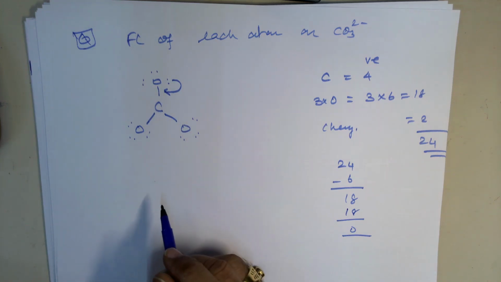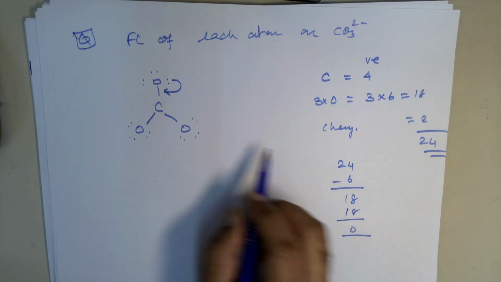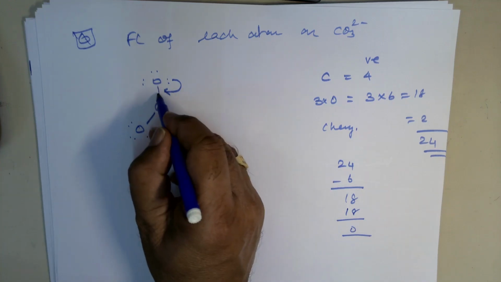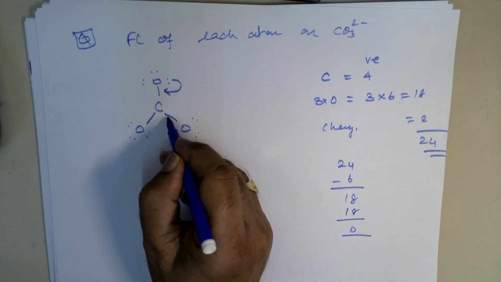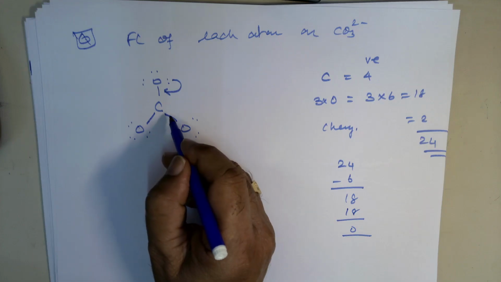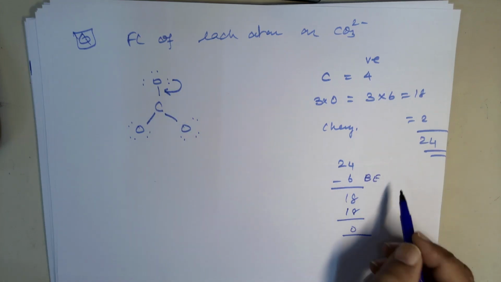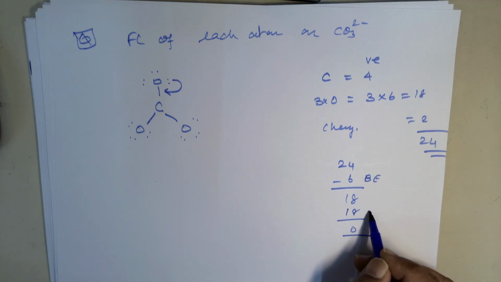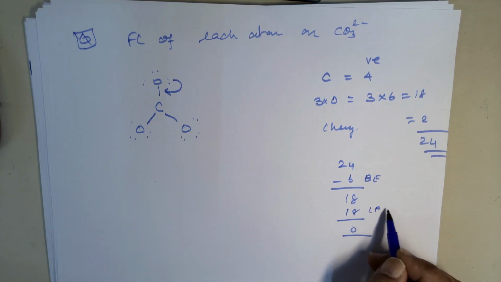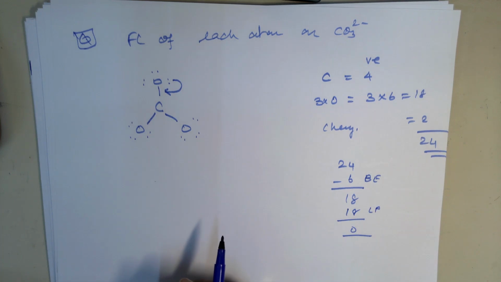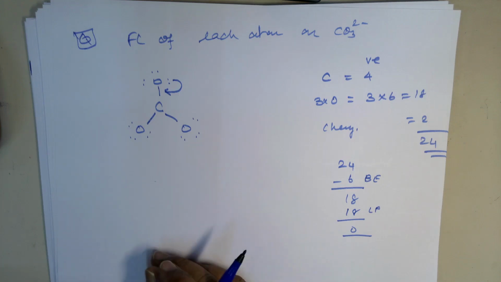Then 24 minus bonded electrons: 1, 2, 3. Each bond has 2 electrons, so 3 into 2 is 6. This represents the bonded electrons. This 18 represents the lone pair electrons on the electronegative atoms. Got it? It means you have not gone through that video.